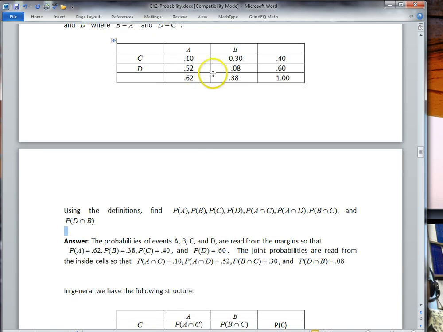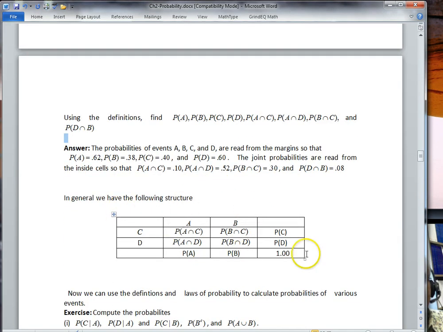Because these things can be complicated and hard to remember, I have this one in this structure so you can never forget what's going on. This is events A and B, C and D, and this is what goes on in the margin here: probability of A, probability of B. In this margin here, probability of C, probability of D, and these add up to 1. In here, I have probability of A intersection C. This is probability of A intersection D, and by the law of total probability, these two add up to this. So these probabilities add up to this one here.